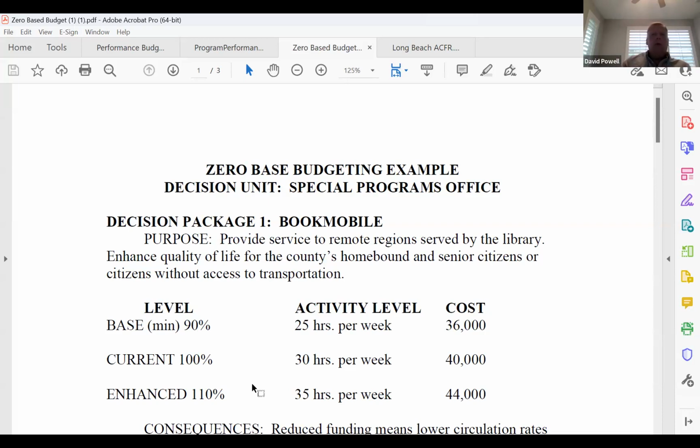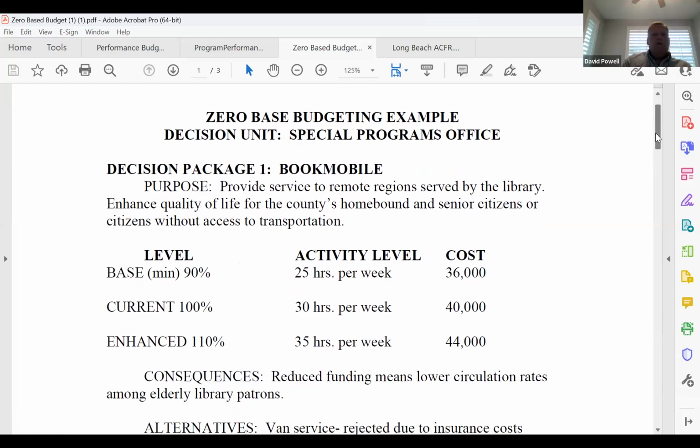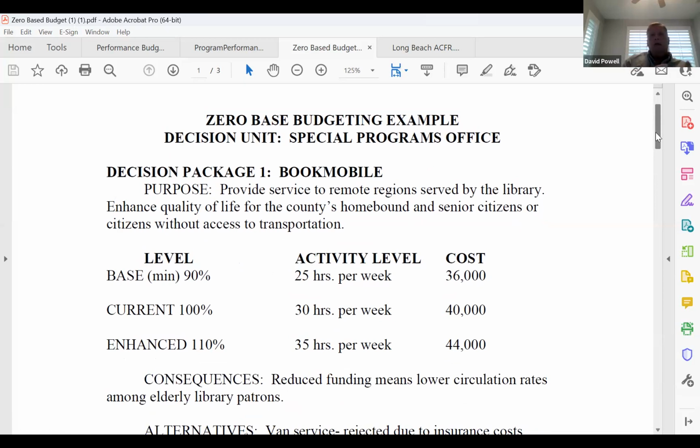But here's an example of a decision package or a series of decision packages for this decision unit that's called the Special Programs Office. And this is a special programs office within a county library. I thought this was appropriate because you're looking at a countywide library for the exercise you're doing in your post-instructional assignment. So for this countywide library, we've looked at the library and we've identified our decision units. So here is a decision unit, the Special Programs Office. The Special Programs Office then puts together decision package number 1, and it's for a bookmobile program.